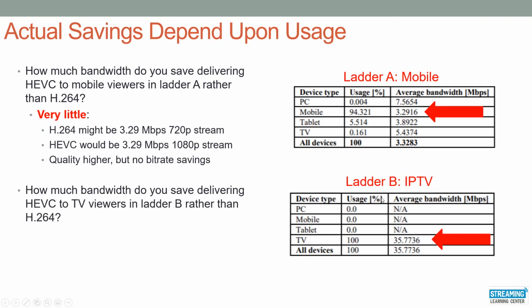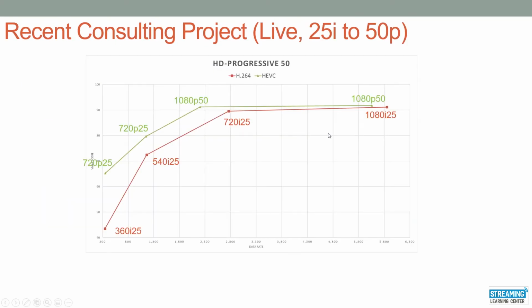Now how about ladder B, which is more IPTV than mobile? In this case, 100% of the viewers are watching the top quality stream at 35.77 megabits per second. So in this case, you would realize the full difference between the bit rates of H.264 and HEVC in the top rungs. Let me tell you how this played out in a recent consulting project where I was hired to compute the bandwidth savings associated with switching from H.264 to HEVC.